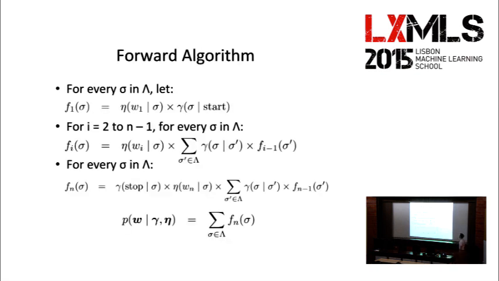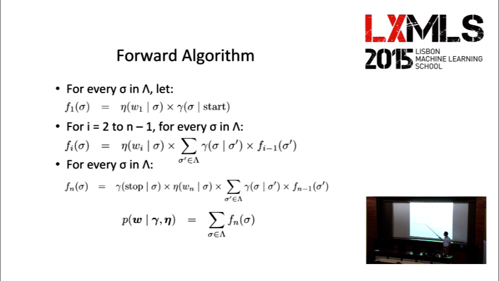So here's the algorithm. I'm just going to cut to the chase. I start out by calculating f sub 1. This is the prefix probability up through position 1, up through time step 1. And I get it by multiplying together the probability of the word given that state times the probability of the state given the start symbol. This is exactly like what we had before.